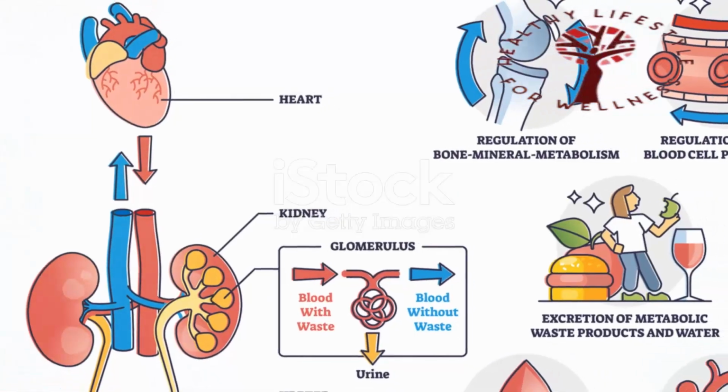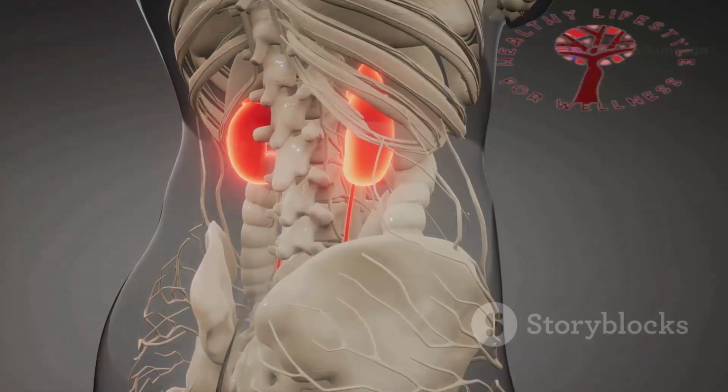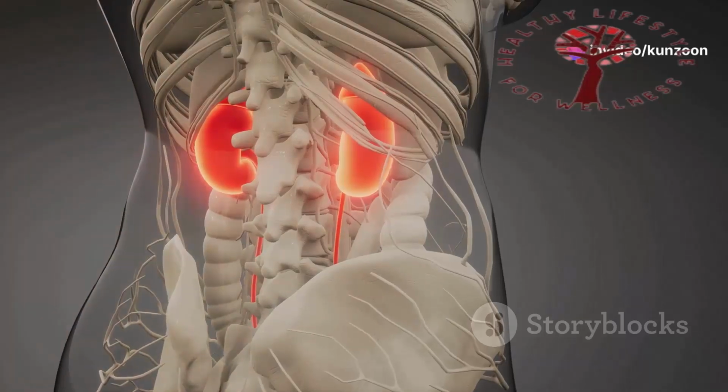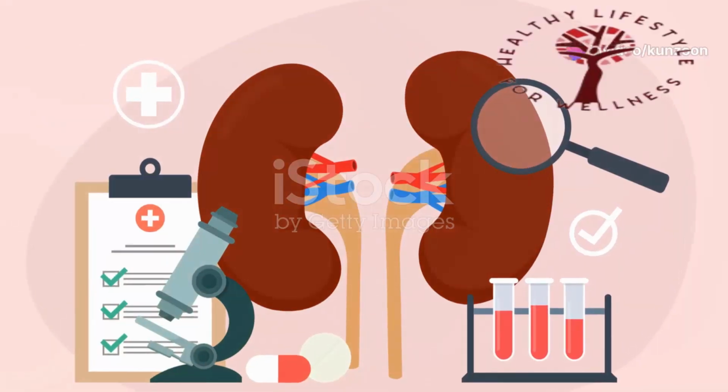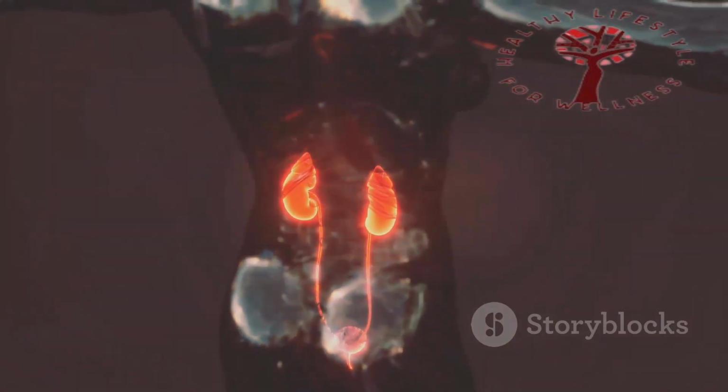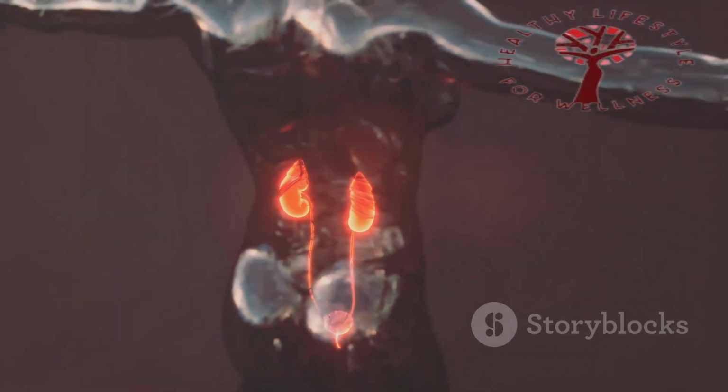Kidney function. The RAAS plays a role in regulating renal blood flow and glomerular filtration rate, GFR, which are essential for kidney function. Proper functioning of the RAAS helps maintain kidney health and prevents conditions like acute kidney injury or chronic kidney disease.